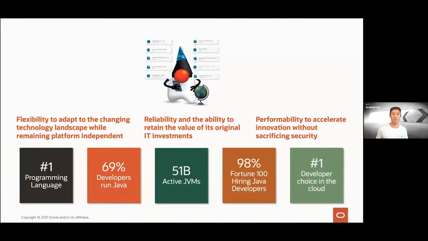Again, no matter how you spin it, Java really is the number one language in the world. Don't be fooled by the headline-grabbing statistics that might say there are other languages vying for the top position. Because by almost any account, Java is number one across so many different industries. 69% of developers surveyed run Java. 98% of the Fortune 100 are hiring Java developers. That's 98 of the largest 100 companies in the US are hiring Java developers. What a tremendous statistic. 50 billion Java virtual machines are powering code out there in the world. We're just getting started.